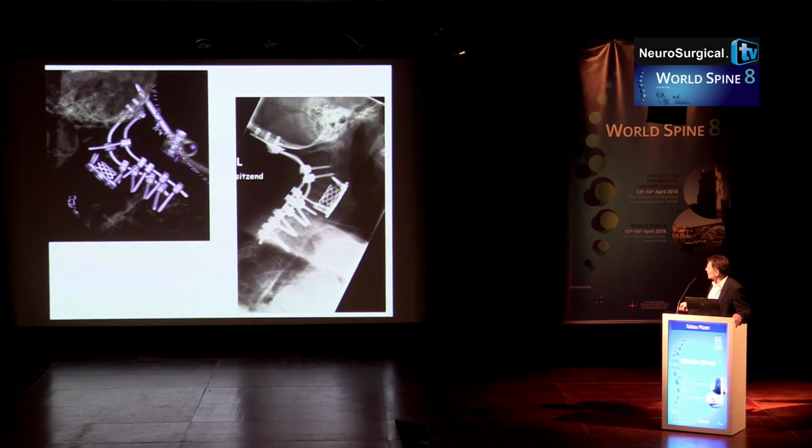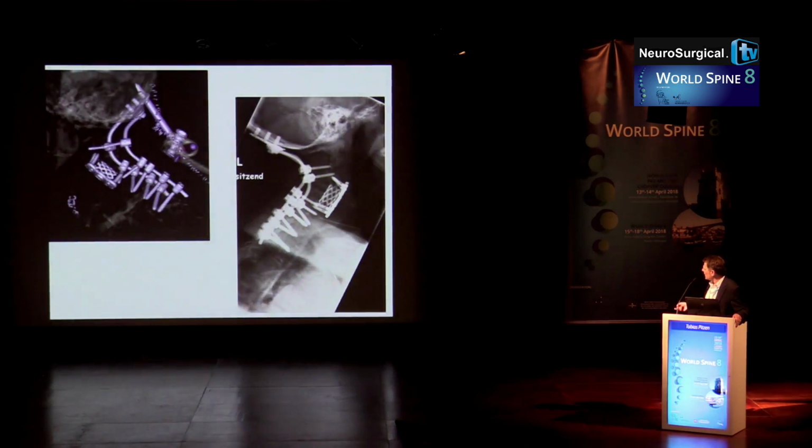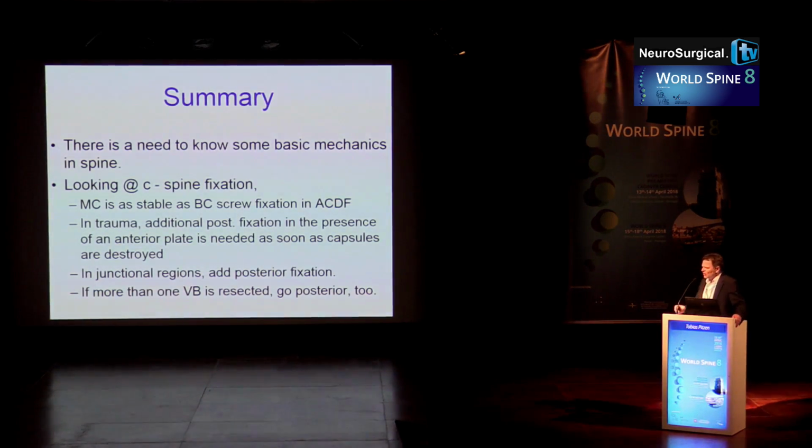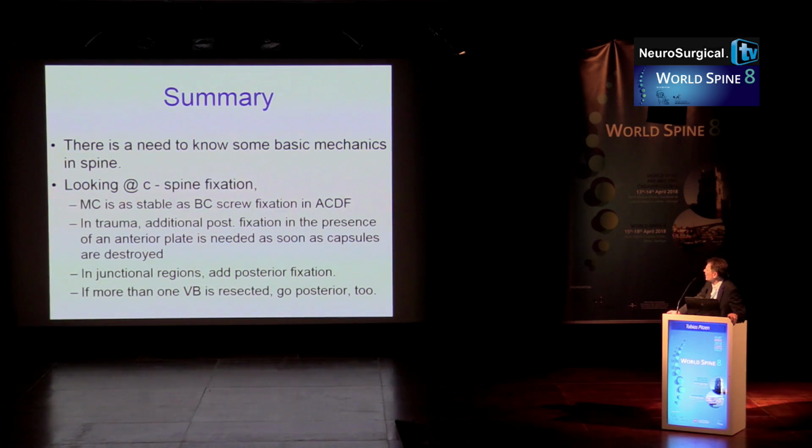I summarize. There's a need to know some basic mechanics in spine fixation, and I hope I could show you that. Just to summarize my talk, screw fixation stabilizes the segment in ACDF. In trauma, additional posterior fixation in the presence of an anterior plate is needed as soon as capsules are gone, and even more if the facets are gone. In junctional regions, add posterior fixation. If more than one vertebral body is resected, go posterior too.